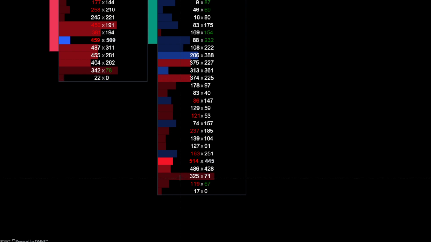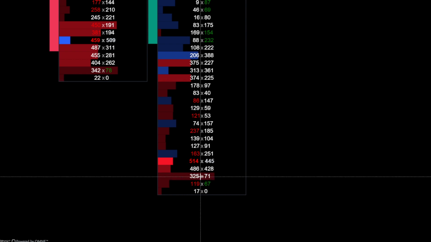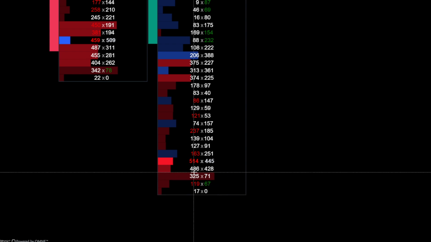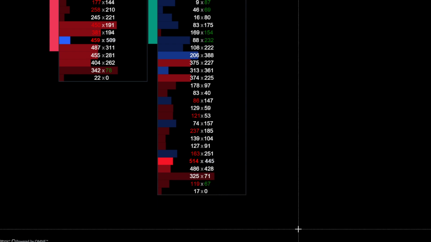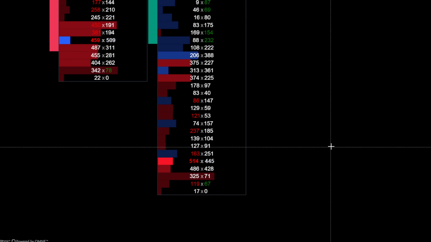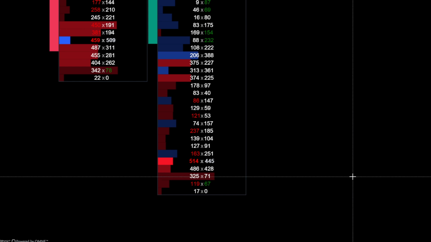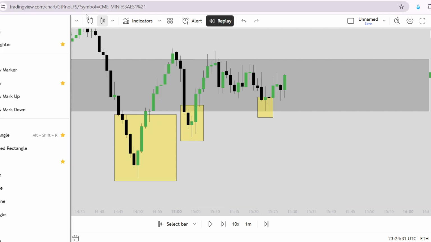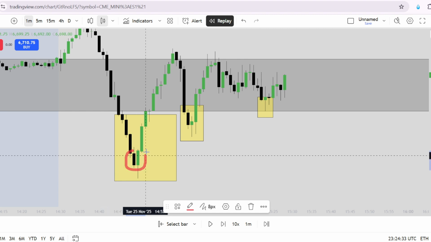When we see here, for example, 325 for 71, 119 for 67, and then 17 for 0, these 3 rows show negative delta. Negative delta just means there's more aggressive sellers than buyers. So at this price, 66.75, that's in this region, right? What we see in this region is a lot of aggressive sellers and a sharp move up.